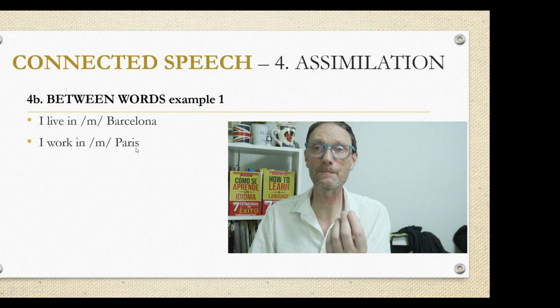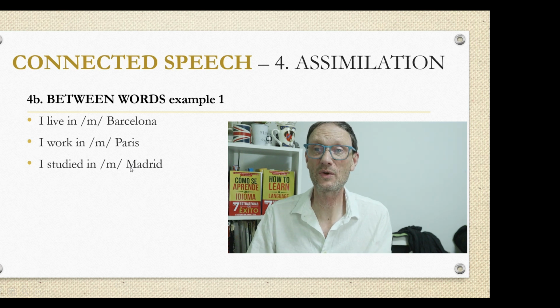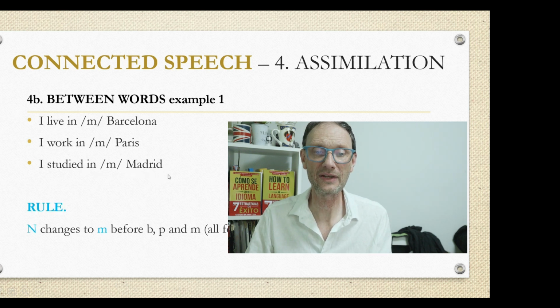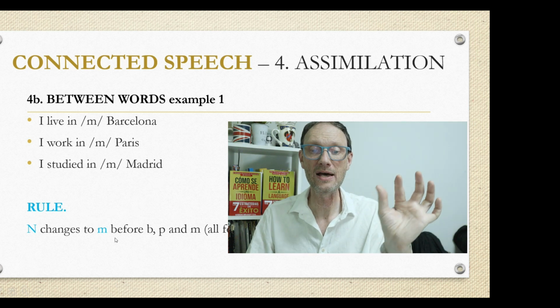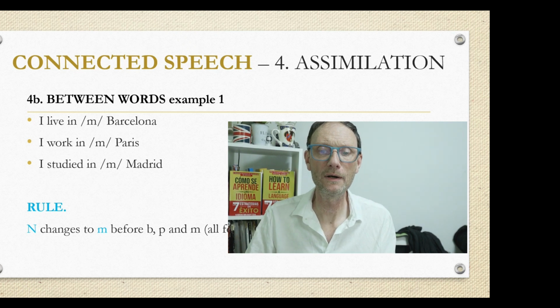I work in Paris. The P in Paris is also similar to the M. So we have I work in Paris. And finally, and this is more obvious, Madrid begins with an M, so we substitute the N with M. And we have it is assimilated. I studied in Madrid. And this is because the N changes to M before letters beginning with B, P and M. They're all formed with a closed mouth. M, B, P, M, B, P.